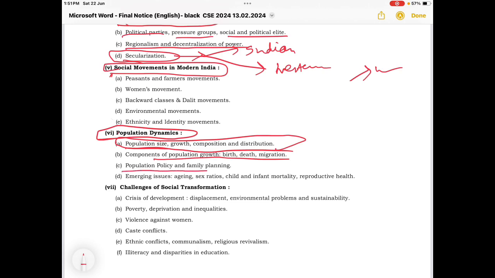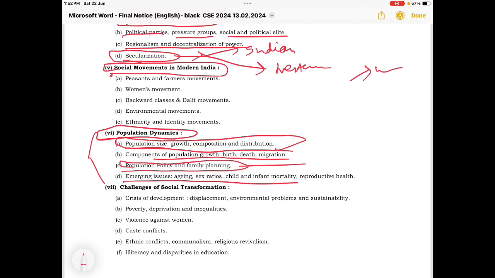Now coming to the population policy and family planning, we will see it in much detail here. But yes, these are the kind of GS topics where questions are being asked, but not asked directly. You will not be asked to explain this. Here, you have to take some inputs from these topics and use them in other topics also.